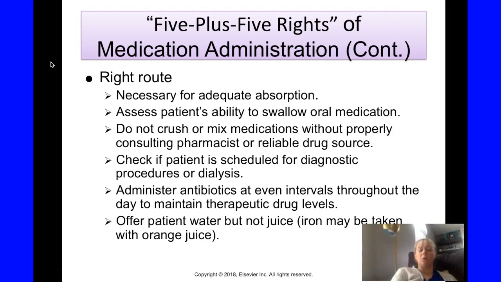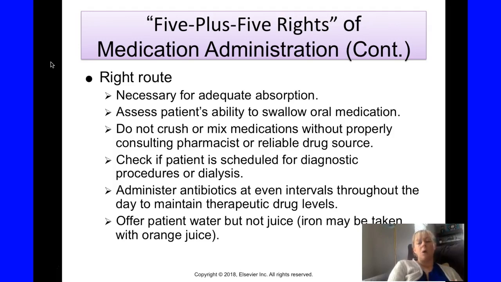And make sure that they're getting them at even intervals throughout the day. So if it's twice a day, it's 9 and 9. If it's 3 times a day, it's 9, 2, and 9. If it's 4 times a day, it's 9, 1, 5, and 9. So it's just to divide it up. You don't have to memorize the times. Just understand that they need to be at regular intervals.